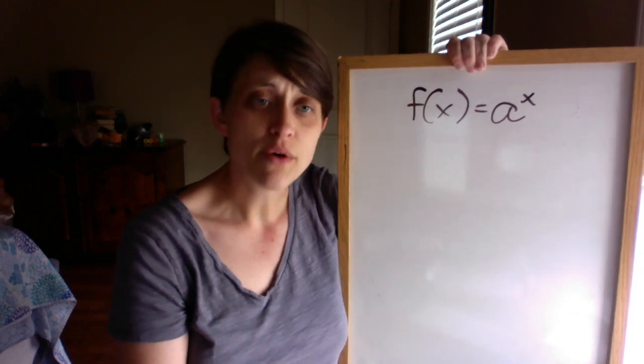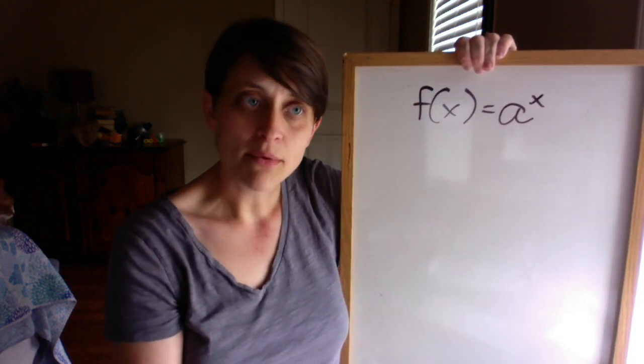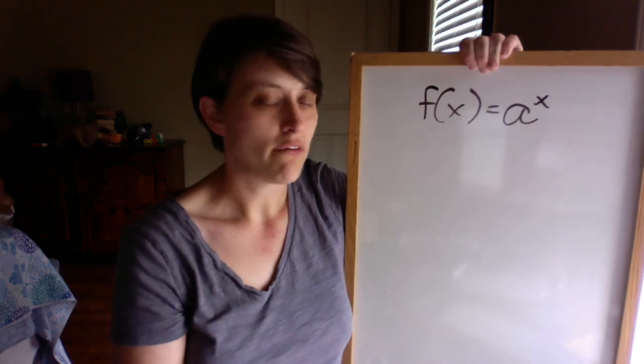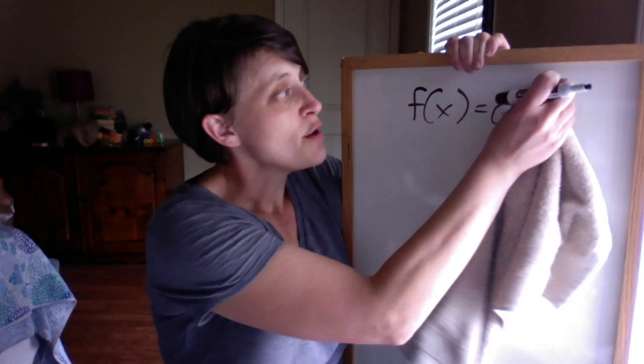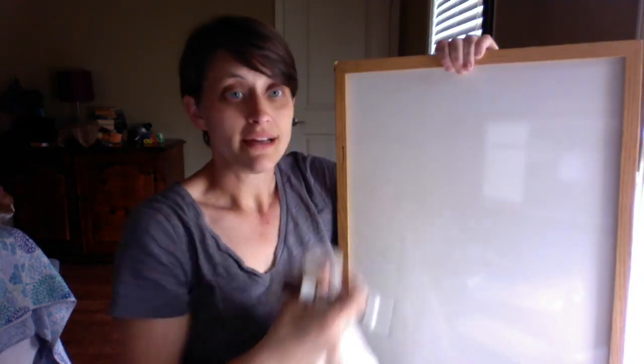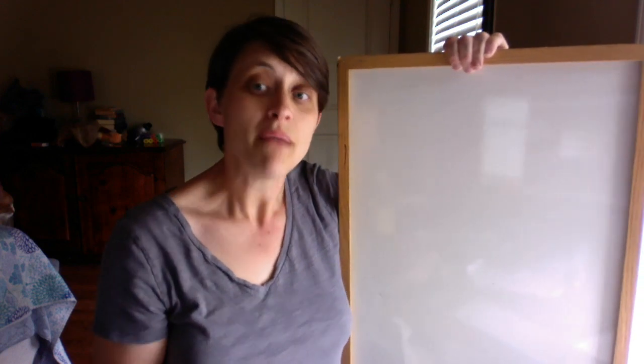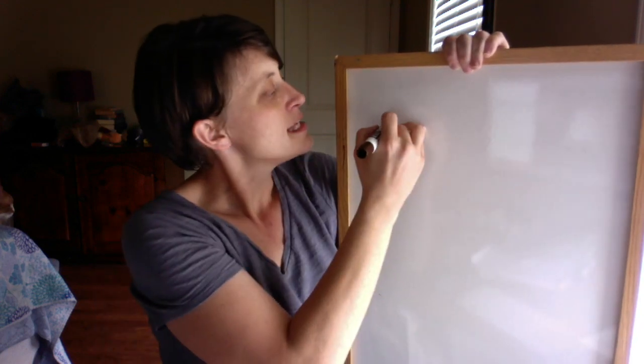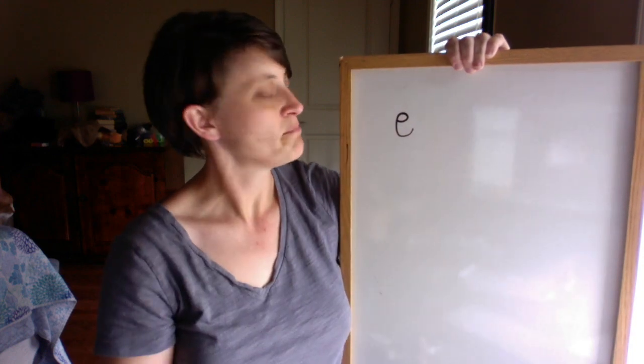So we looked at what those graphs look like, how we make the table, and all the characteristics of the graph. So what we'll look at in this video is a specific base that you might see. And it's a new number that maybe you've never heard of before. It's a number called e.